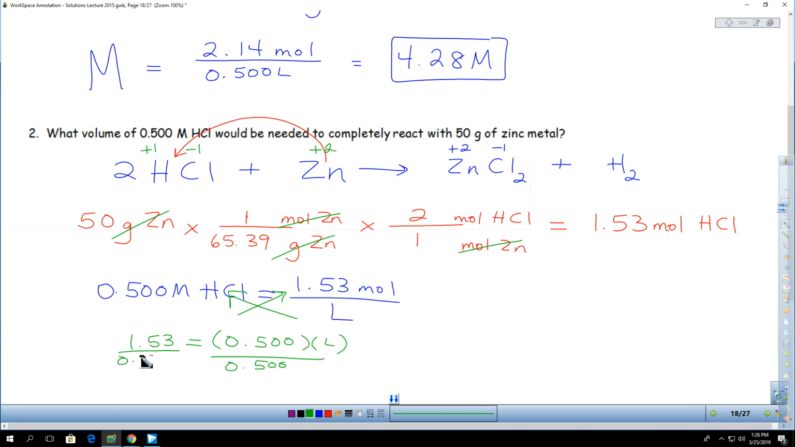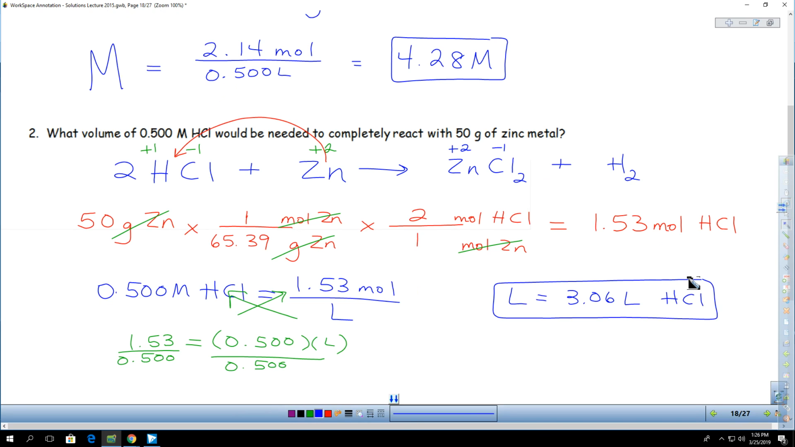Divide by the 0.5. But gosh, and maybe it's just that it's not something that you use every day. But sometimes you just turn into total boneheads trying to solve for a variable in the denominator. Algebra. Okay, let's plug this in. Volume, it's gonna be in liters. I'm getting about 3.06 liters. And that would be volume of the hydrochloric acid, the HCl.